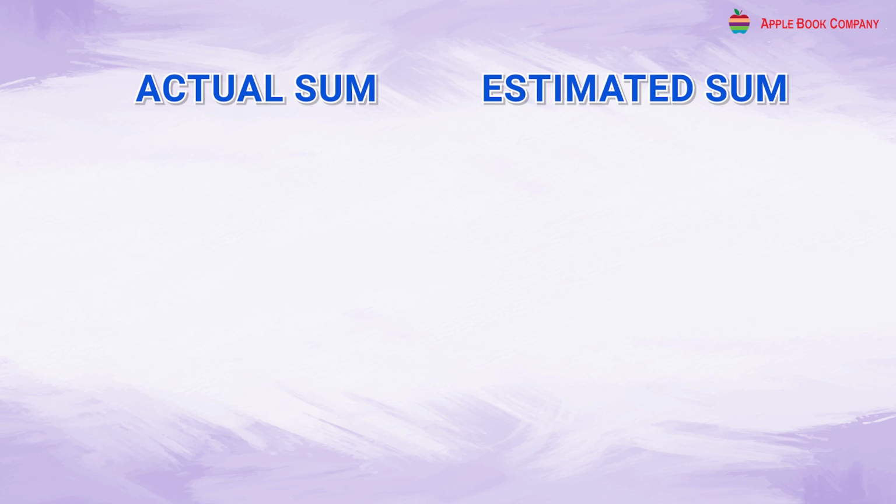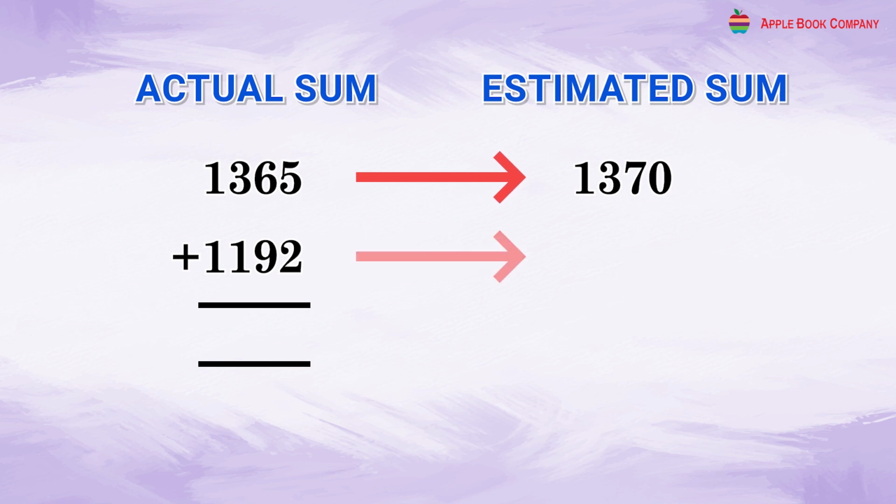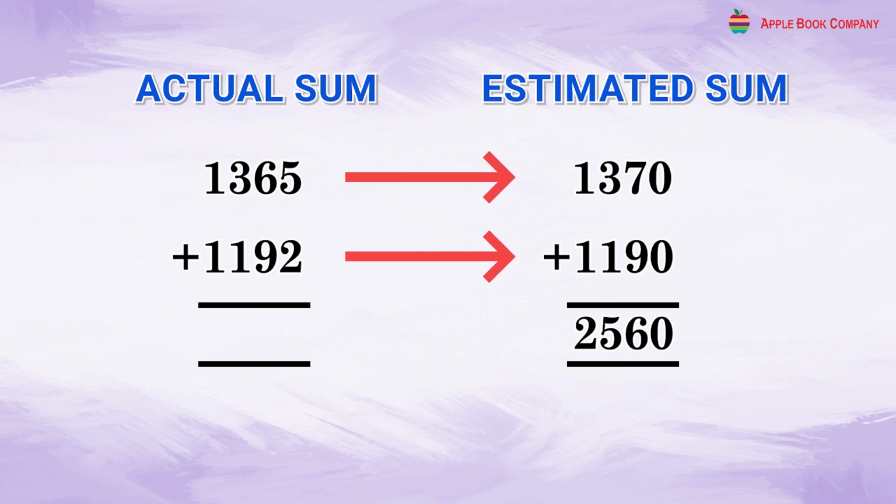Estimating the sum of 1365 and 1192 by rounding to the nearest tens, then compare their sum with the actual sum. Estimated sum: 1365 is rounded off to the nearest 10 and becomes 1370. 1192 is rounded off to the nearest 10 and becomes 1190. The estimated sum is 2560, while the actual sum of 1365 and 1192 is 2557. Therefore, the estimated sum is 2560 and the actual sum is 2557.